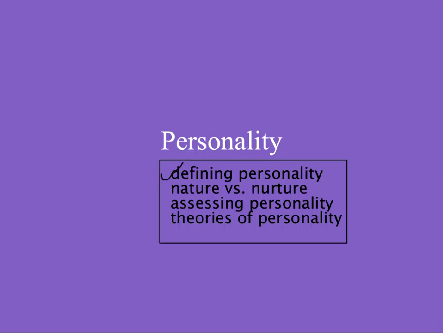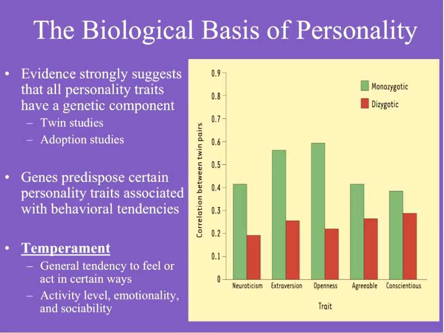Now we want to talk about how we approach the nature versus nurture issue. Well, it turns out we use the same tools for disentangling nature and nurture effects for personality that we use for disentangling those effects with respect to intelligence. We're going to look at results from twin studies and adoption studies. And I'm going to summarize that by saying the evidence that is available from those twin studies and adoption studies strongly suggests that these various personality traits have a genetic component.